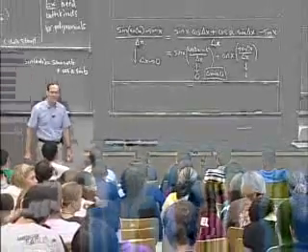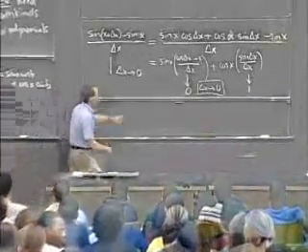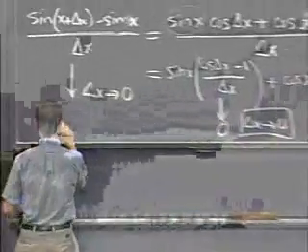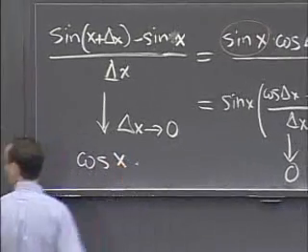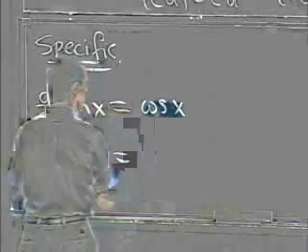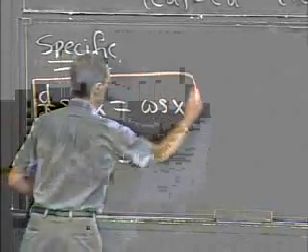I want a single person to answer, a brave volunteer. All right, right back there. Cosine. Because this factor is 0, it cancels, and this factor has a 1, so it's cosine x. All right, so our conclusion over here, I'll put it in orange, is that the derivative of the sine is the cosine. All right?